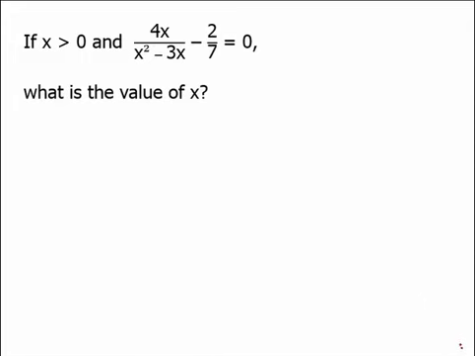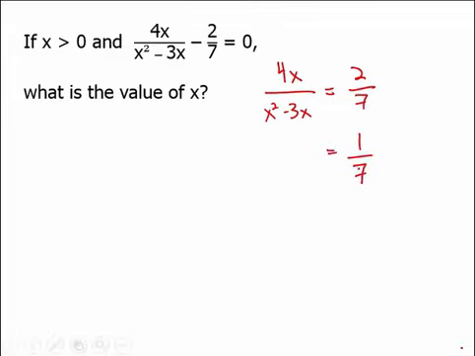Okay, so let's talk about solving this. First thing I'm going to do is add 2/7 to both sides. So we have a fraction equaling a fraction. We have 4x over x squared minus 3x equals 2/7. I notice that the two numerators are divisible by 2, so I'm simply going to divide by 2 in the numerator. That will give me 1/7 on the right, and then just 2x over x squared minus 3x.